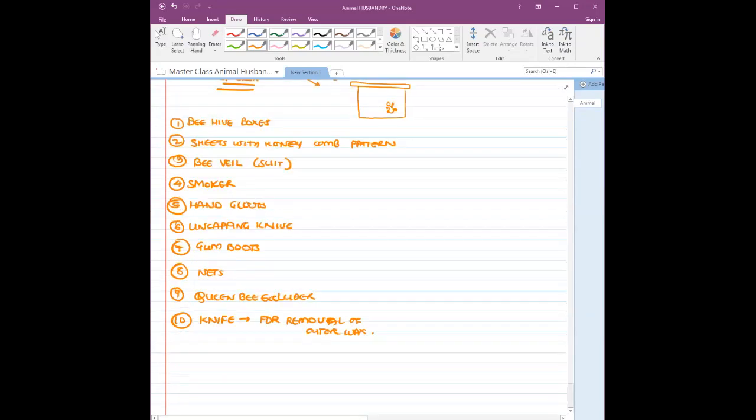Okay, for removal of the outer wax, this is the initial step. Then what are you going to do, guys? Once this entire sheet is nice and clear, let's say the sheet is clear here, you are still going to see that there is honey and a little bit of wax. You cannot remove the entire wax. Now, what are we going to do, guys?